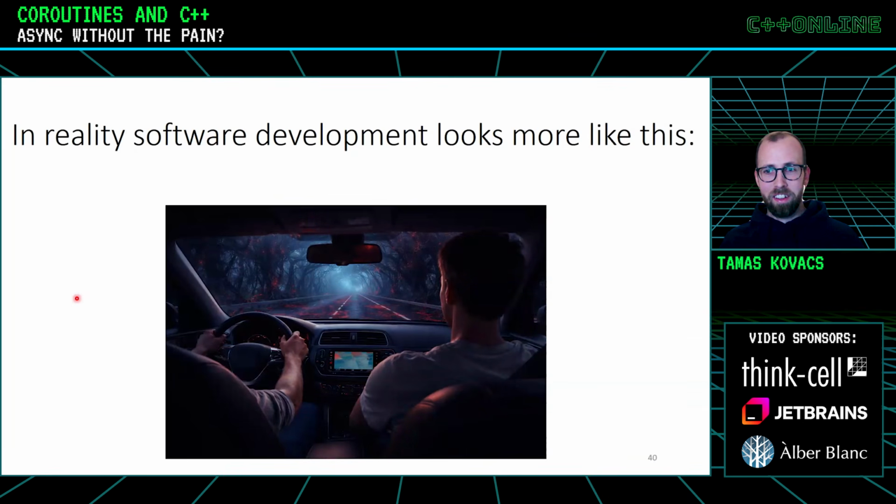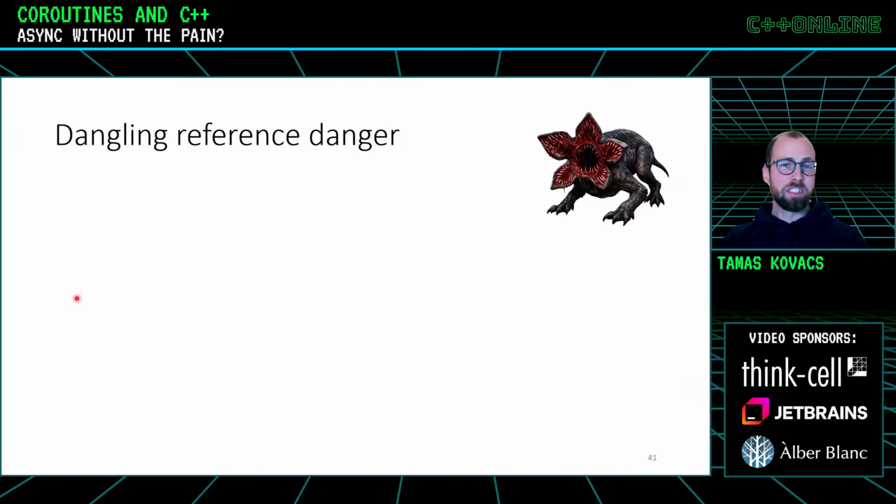By the way, if we are comparing languages to cars, I agree with some of you that C++ is more like a 600 horsepower Mustang with a manual gearbox. It's not the easiest car to drive, but it's definitely fun. So our first danger is the dangling reference.